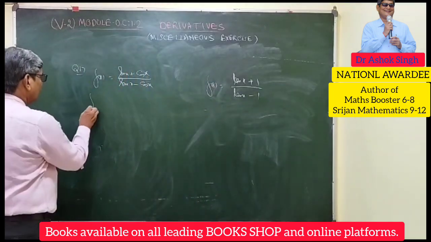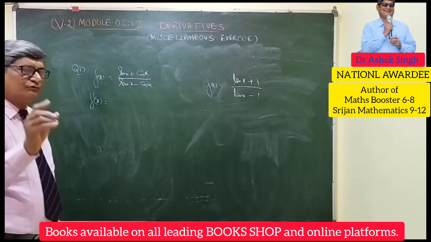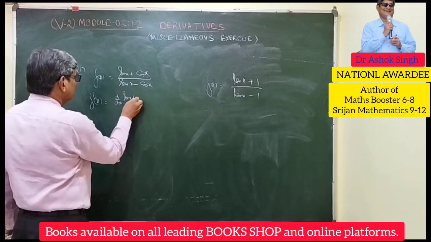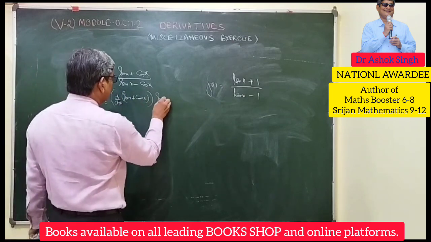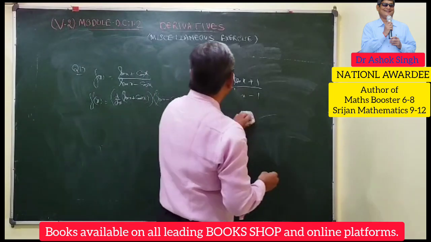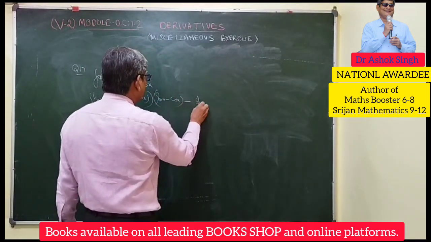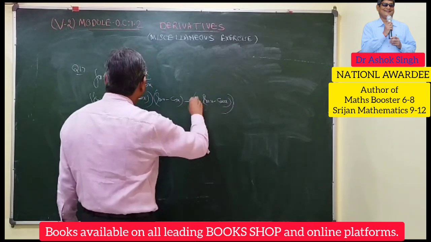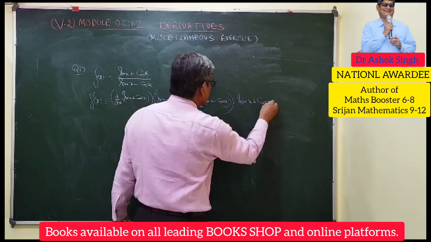Now if you want to go for f dash x, straight away I am writing here d/dx of numerator, I am writing here d/dx of (sin x plus cos x) into denominator (sin x minus cos x), minus d/dx of denominator. D/dx of denominator means what? That is derivative of (sin x minus cos x) into numerator (sin x plus cos x).